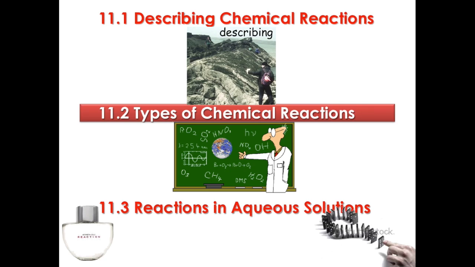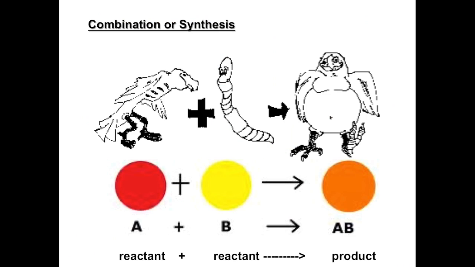Types of chemical reactions. There are different kinds of chemical reactions. Today we are going to see 5 of them. The first one is called combination or synthesis.